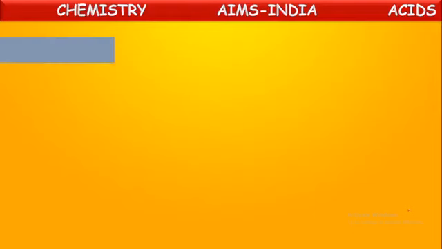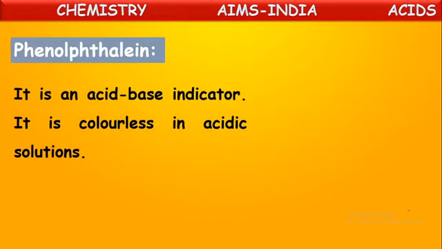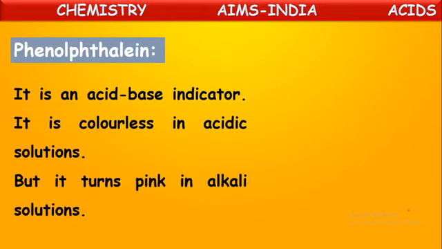Okay, one more synthetic indicator is here, that is phenolphthalein. It is also an acid base indicator, a synthetic indicator. It is a colorless solution, actually it is slightly acidic in nature, whereas methyl orange is light orange color. It turns into pink in alkali solutions.